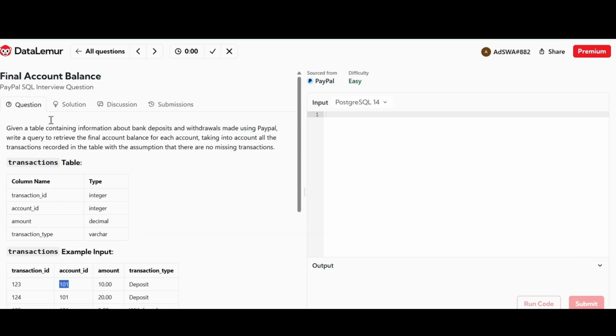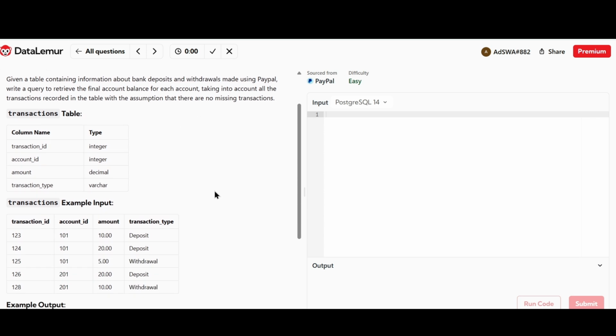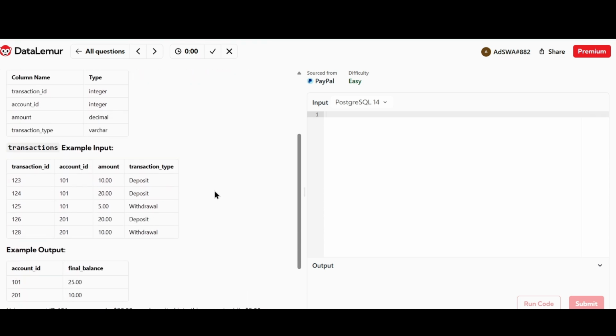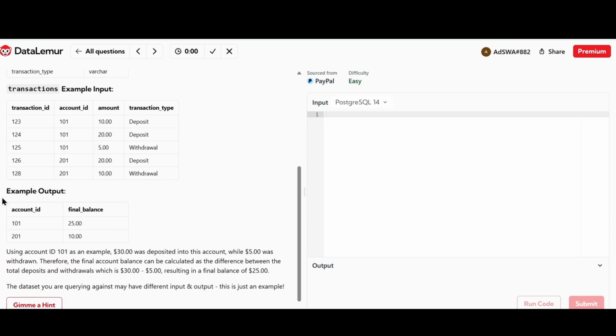This question is taken from the DataLemur platform, and it is about final account balance. Given a table containing information about bank deposits and withdrawals made using PayPal, write a query to retrieve the final account balance for each account. We have to put the output like this: the account ID and the final balance.